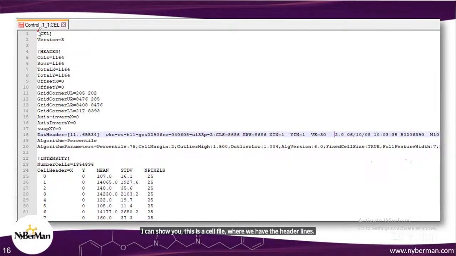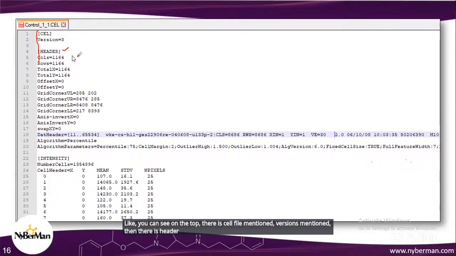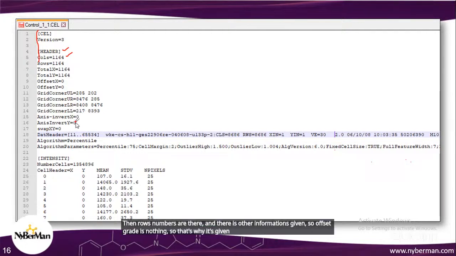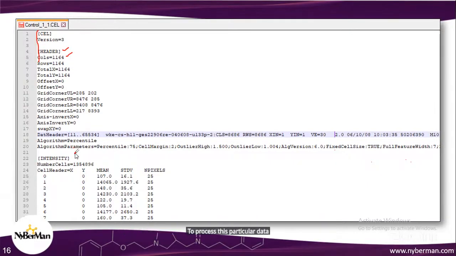Like you can see on the top, there is the cell file mentioned, versions mentioned, then there is the header. So the total number of columns, then row numbers are there, and other information is given. Offset grid is nothing, so that's why it's given 0. The grid and other information is based on the chip or the platform that is being used to process this particular data or the sample.